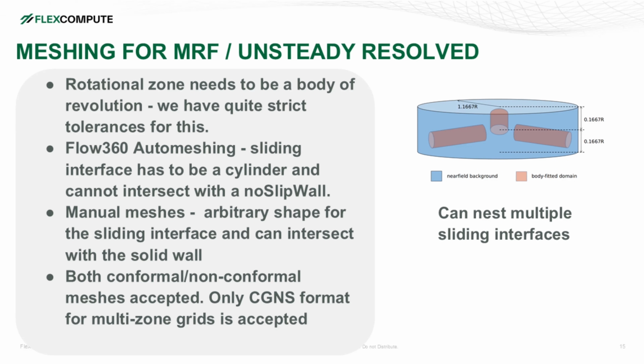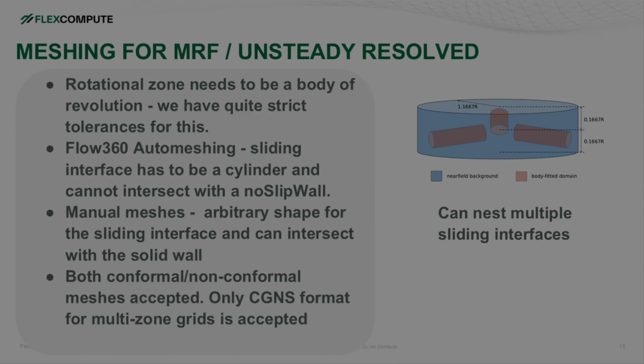For MRF and resolved blade simulations, the rotating zone must be a body of revolution with a clearly defined rotation axis. When using Flow360's automated meshing, the sliding interface must be cylindrical. If you are meshing using third-party software, non-cylindrical rotating regions are supported as long as they are axisymmetric. The sliding interface must not intersect solid walls. The rotating region must fully enclose the blades without cutting through solid geometry. Both conformal and non-conformal meshes are supported.